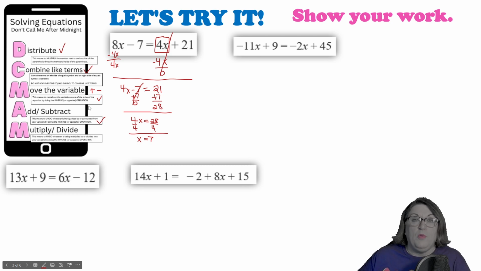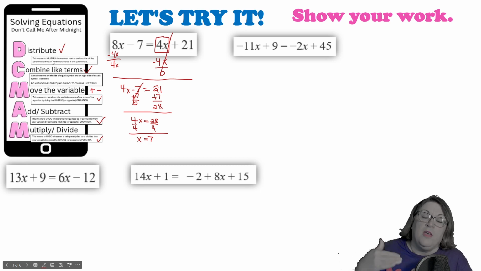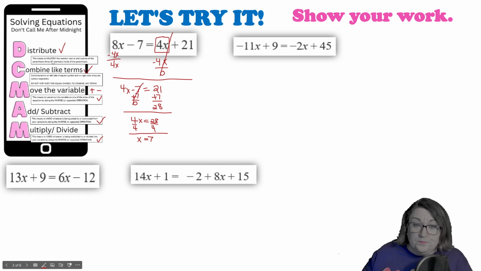Pretty simple. I mean, once we did the distributive property video and you saw how those were done, this is kind of similar. You're just going to follow through all of the steps. This is why the don't call me after midnight method works so well, is because it reminds you of what to check for every time so that you don't skip anything. And sometimes not every step is in the equation, but you always check for it to make sure before you move on to the next step.